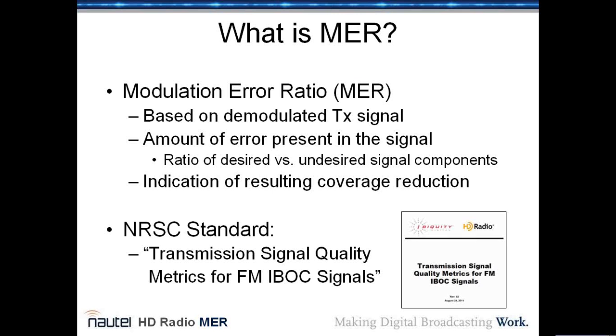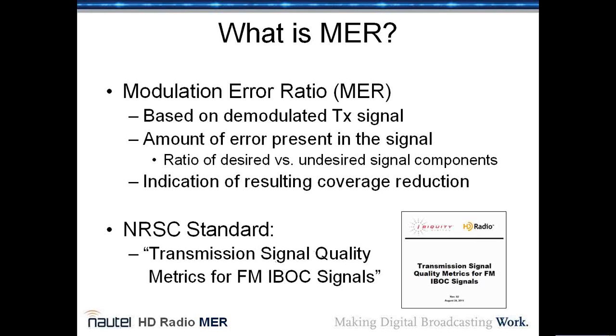Okay, so what is MER? It stands for Modulation Error Ratio. It's basically the ratio of the error to the good signal, just like signal to noise. Exactly the same. There's a standard for the FM side, which has been published by iBiquity, called Transmission Signal Quality Metrics for the FM iBiquity signals. And we've actually implemented that methodology of measurement into our reference tool.